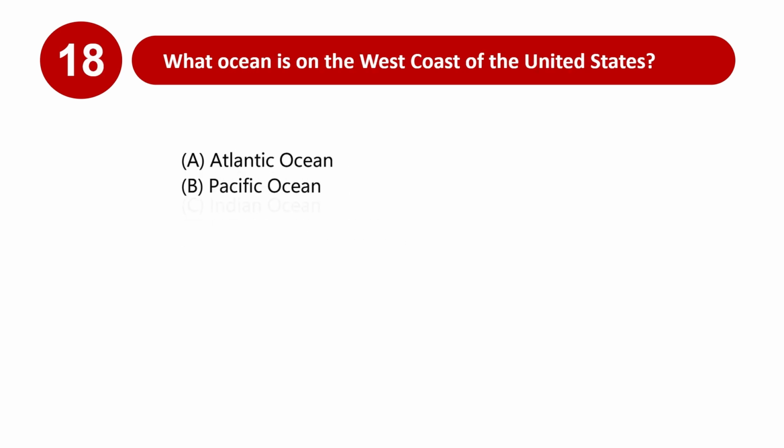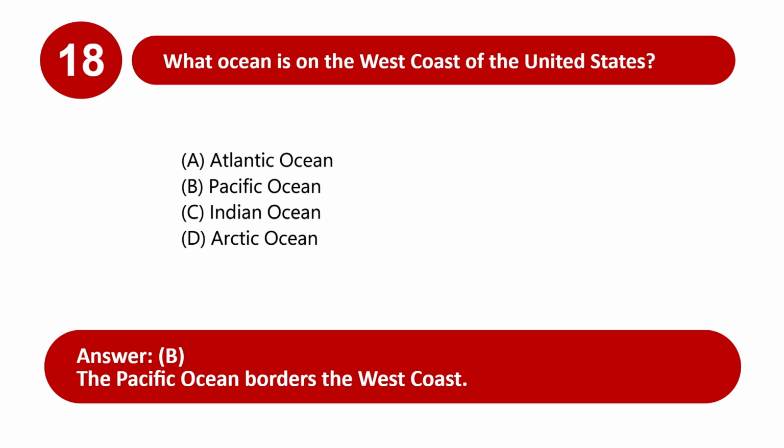What ocean is on the west coast of the United States? A. Atlantic Ocean. B. Pacific Ocean. C. Indian Ocean. D. Arctic Ocean. Answer B. The Pacific Ocean borders the west coast.